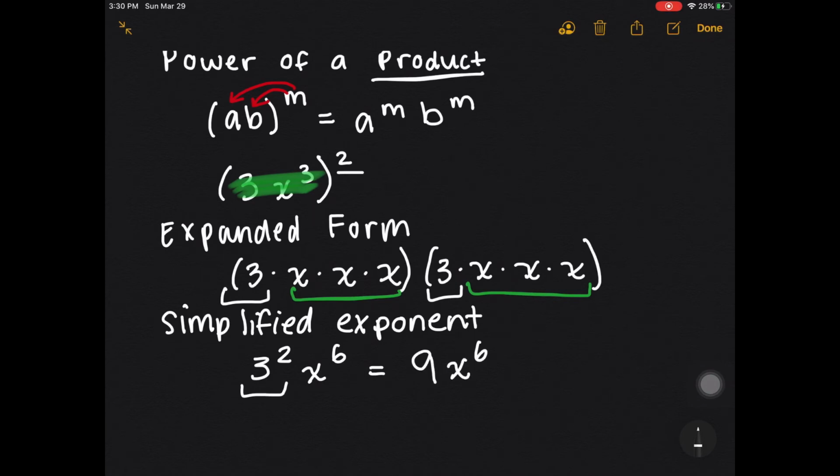We cannot simplify that x to the 6th any further because at this point we don't know what x is. If we were given a value for x, then yes, we could evaluate this expression. But our final answer here is going to be 9x to the 6th. So we took that squared power, we distributed it to the 3 and to the x to the third, to each term inside those parentheses.